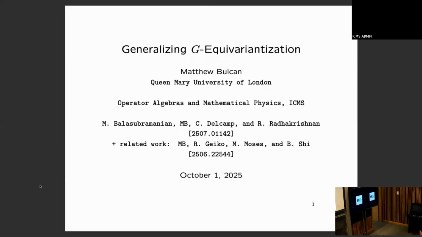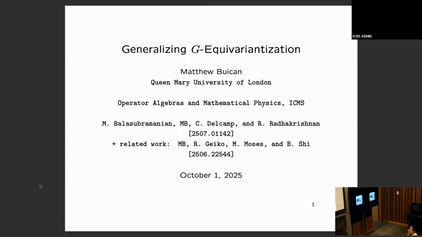I'm going to be talking about generalizing G-equivariantization, and mainly what I have in mind by that is generalizing the gauging of what are called invertible symmetries in 2+1 dimensional topological orders to the non-invertible case. And I'll mention also other work by other people that has been done on this.